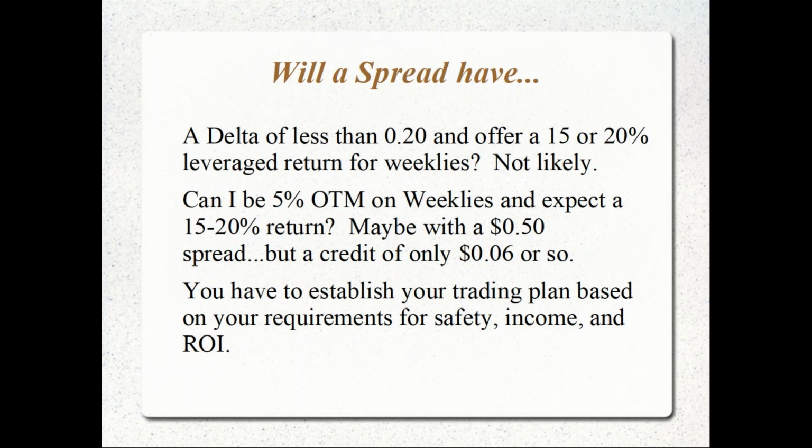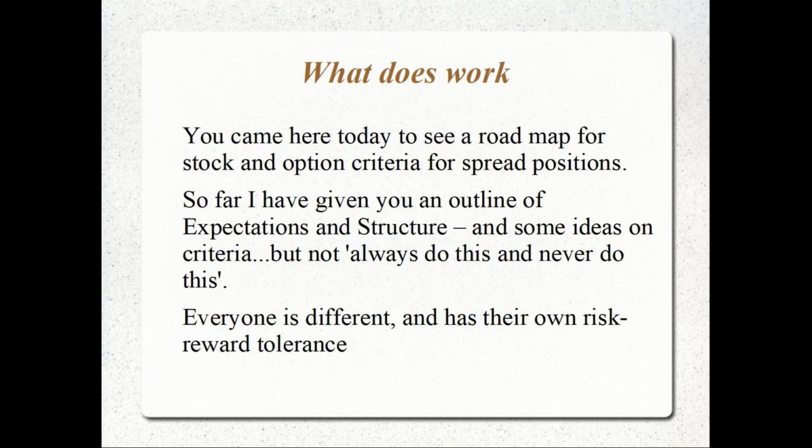Okay? So, we promised we were going to view the expectations. Now, what does work? You did come here today to see a roadmap for stock and option criteria for spread positions. Well, so far I've given you an outline of expectations and structure, some ideas on criteria. For the bullish positions, and even for bearish positions, we talked about the average volatility being around 0.33 across all optionable stocks. In general, I want some volatility for a good premium, but I probably don't want to go double the average and take on too much risk. Anything that has a historical stock volatility double the average is fluctuating too wide, even on a 5-day or 10-day basis.